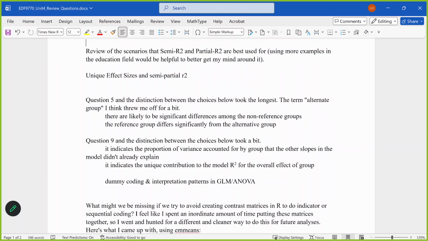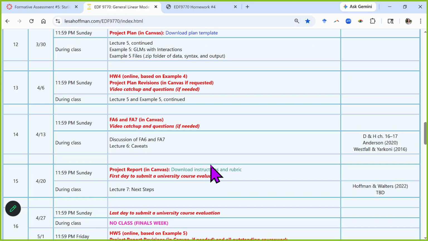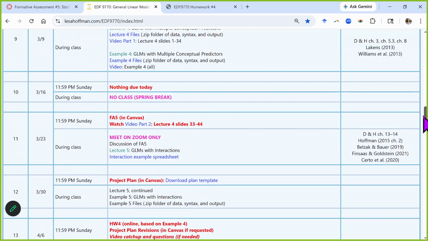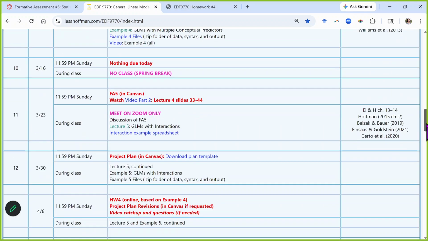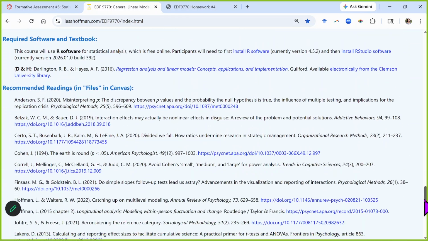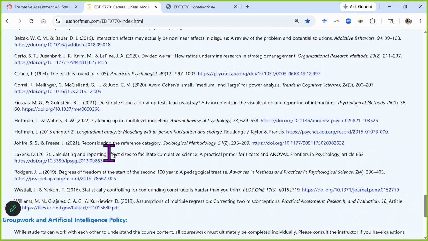I'm pretty sure I put an article on your reading list about this because it is not easy to follow. It's just not. Yeah, so Lakens 2013, there's a tutorial about effect sizes, and he talks about what programs do and why it's misunderstood. So, calculating and reporting effect sizes to facilitate cumulative science.